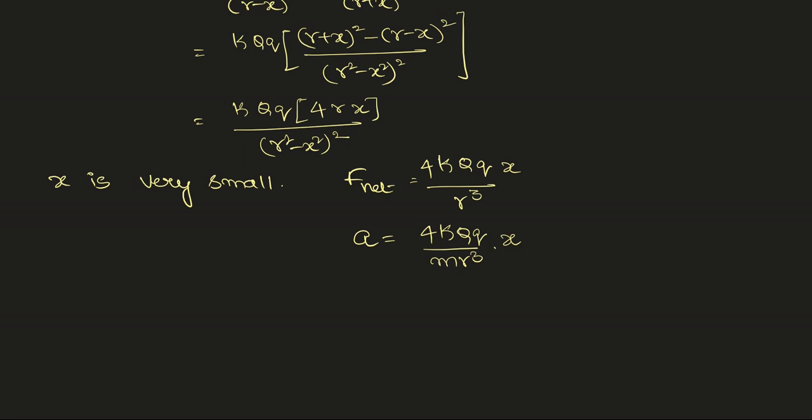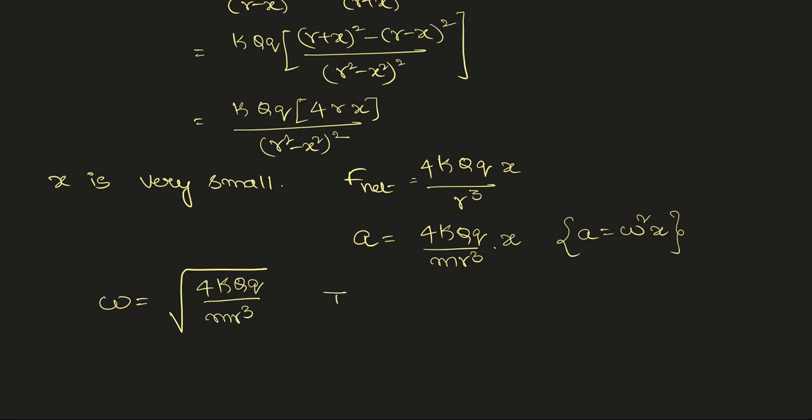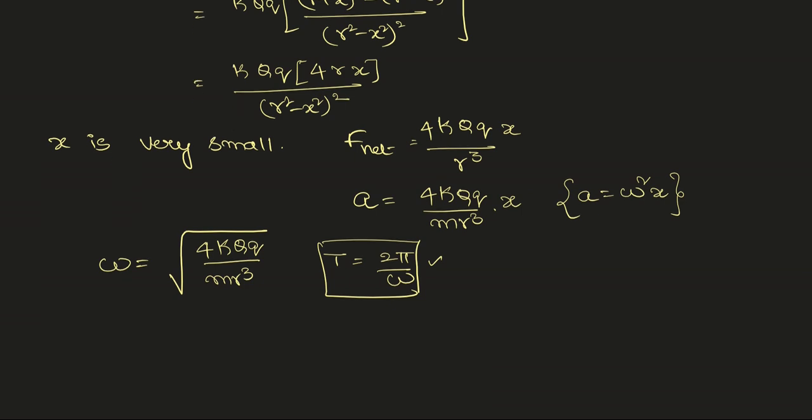So if I compare with our general equation of SHM, what is the general equation of SHM? a is equal to omega square x for small displacements. So angular frequency will be equal to square root of 4kq by m r cube, and time period will be 2 pi by omega. So this kind of questions you can expect based on this.